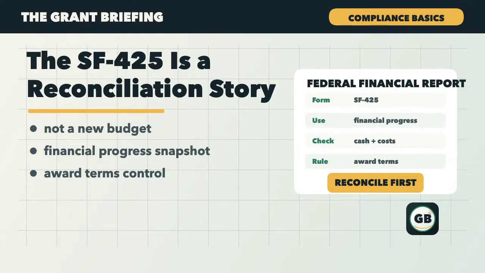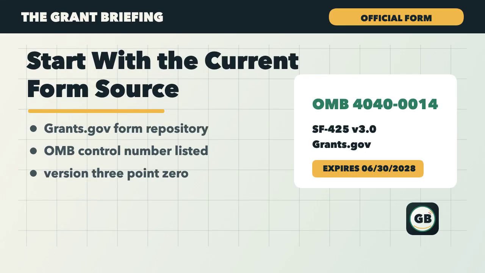The SF-425, also called the Federal Financial Report, is not asking you to retell the whole grant story. It is asking whether the money story is coherent, what federal cash came in, what was spent, what obligations remain, and whether your internal records support those numbers. For this episode, I am using the grants.gov SF-425 version 3.0 instructions.